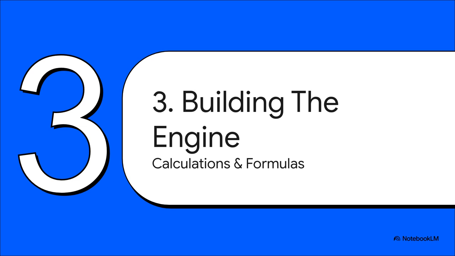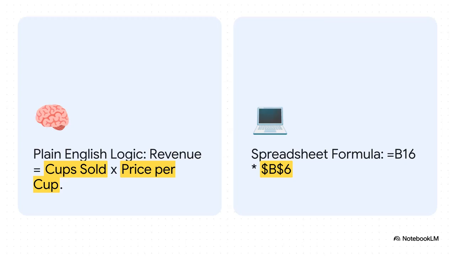All right, we've got our blueprint, we've got our ingredients. Now for the really fun part. It's time to build the engine room. This is where all the logic and all the calculations are going to happen. Okay, don't let the spreadsheet formulas intimidate you. Seriously. They're all based on really simple, plain English logic. The logic is just our revenue is the number of cups we sold times the price we charge for each cup. Simple, right? The formula you see on the right is just how we translate that sentence into spreadsheet speak. That's all it is.